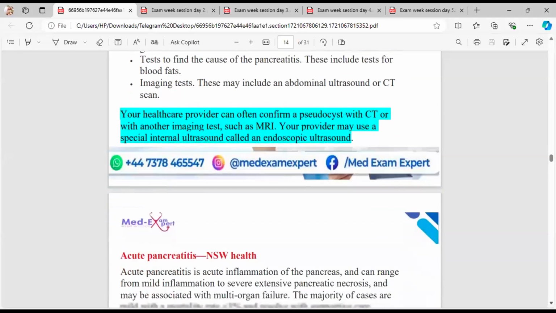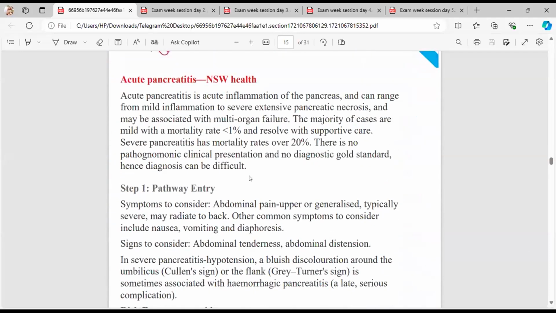Now let's read the topic acute pancreatitis. As I already told you, sometimes if we don't find the topic from the RSCGP guidelines, then we will search for that topic from the statewide guidelines. So this is from NSW Health, one of the states of Australia. Now let's read acute pancreatitis and what the investigations are, because we must know what the investigations are for acute pancreatitis and what the investigations are related to the complications of pancreatitis.